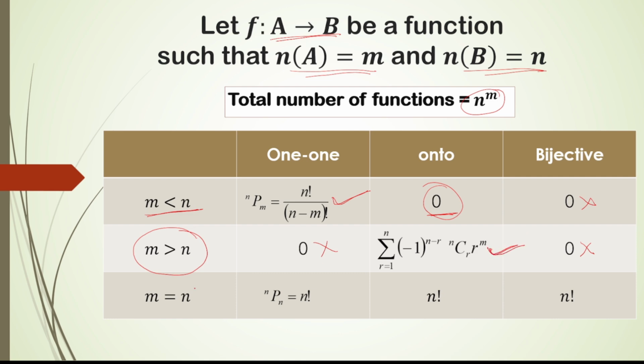If m equals n and if the function is 1-1, then it will obviously be onto. Similarly, if it is onto, then it will obviously be 1-1. When the number of elements in both A and B are equal, if any function is 1-1, it will obviously be a bijective function. Similarly, if any function is onto, then it is also a bijective function. Therefore, the formula is the same in all the cases, that is n factorial.